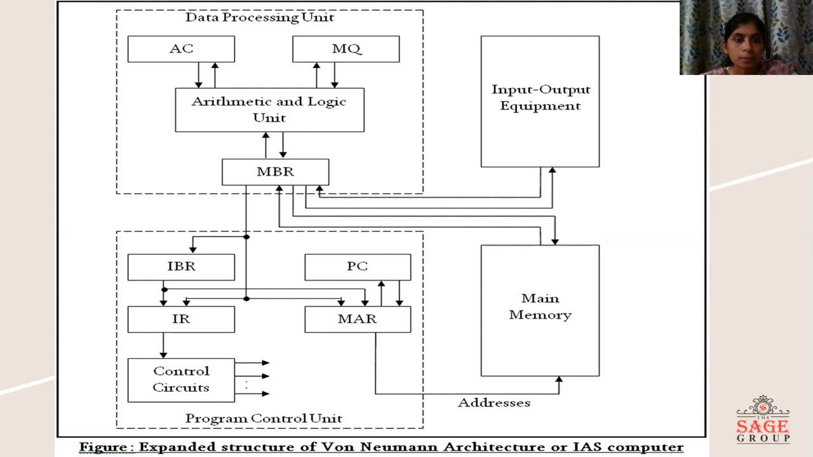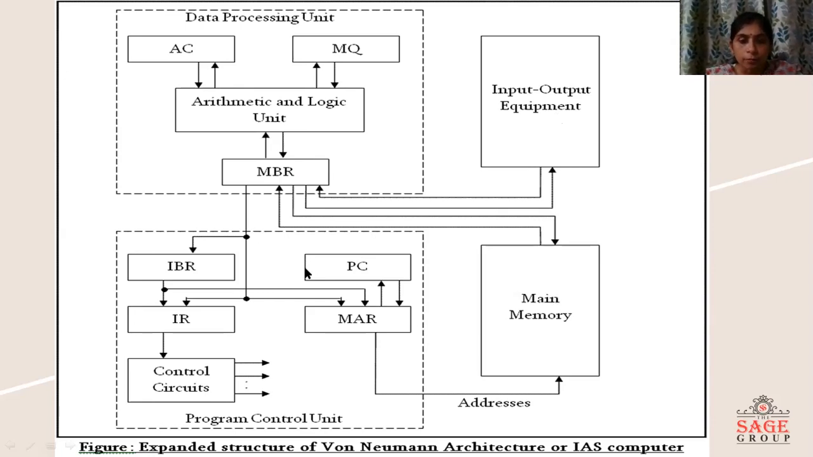In the case of the data processing unit, three registers are there: AC, MQ, and MBR. In the case of the program control unit, four registers are there: IBR, IR, PC, and MAR. One by one, we will discuss the functions of all these registers. Basically, this is the complete von Neumann model. Here, the data processing unit is connected to the program control unit, input output devices, and main memory.